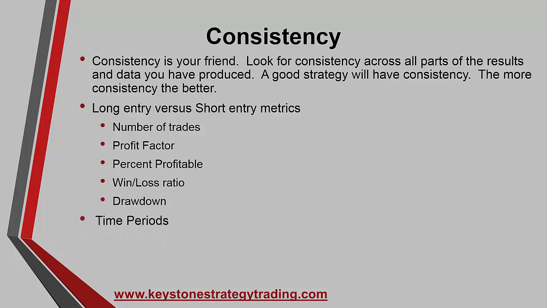So the next thing you want to look at is time periods. Look for consistency across your time periods. So for example, if you're trading a strategy across multiple years, look at the trades per year. Look at the profit per year. Look at the drawdown per year. Let's just say, for example, that you had a strategy that made $100,000 over a 5-year period. Okay, but then one of those years, it made $60,000. Well, that should also raise a red flag for you.